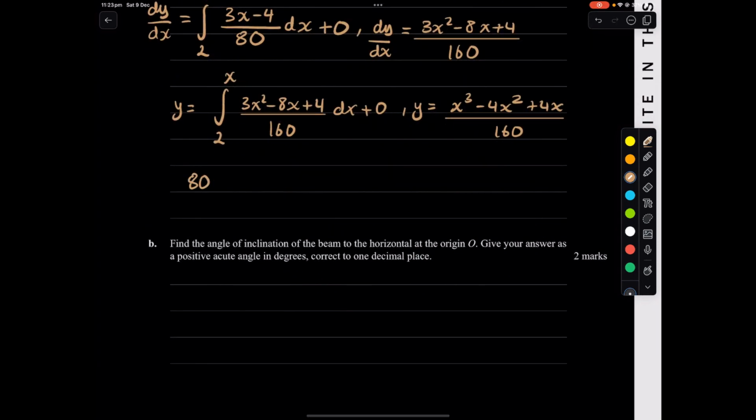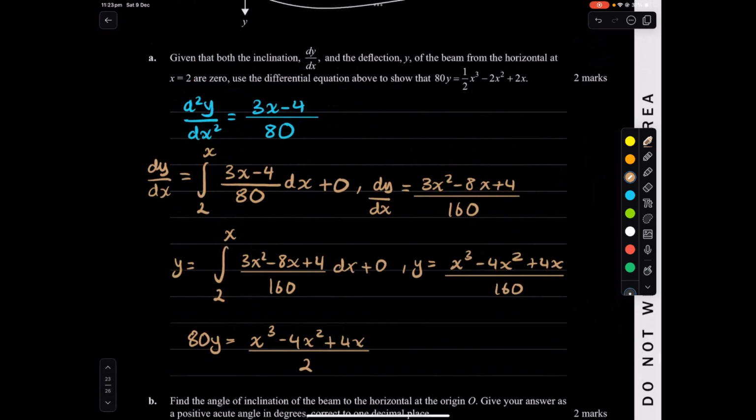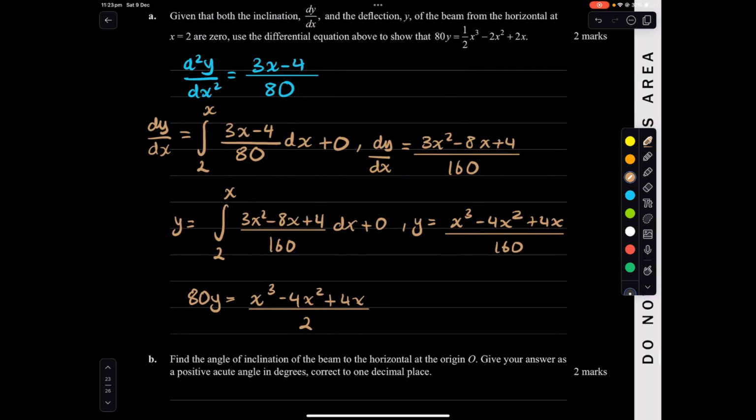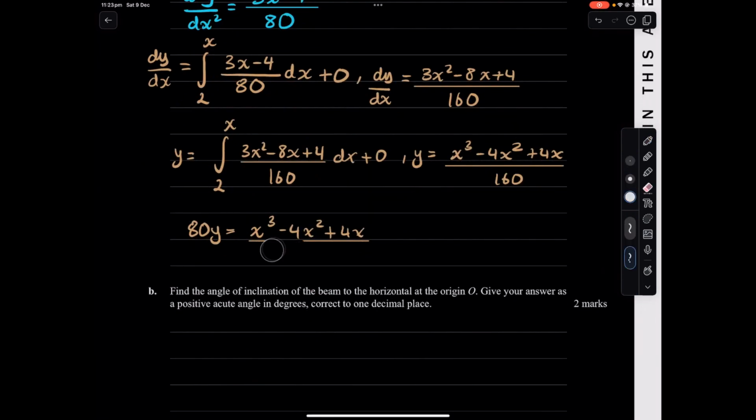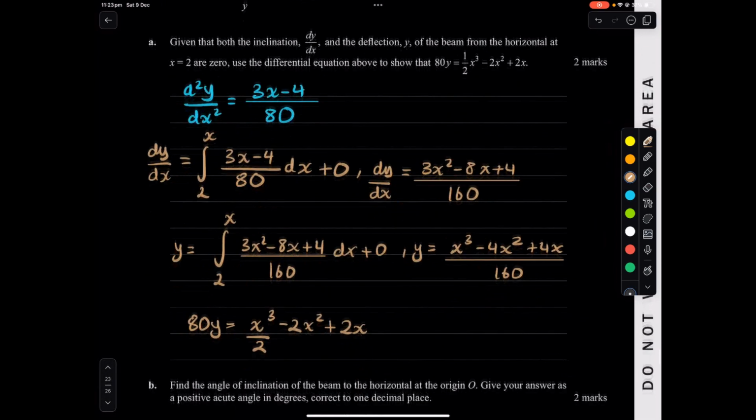So 80y, we just get x to the power 3 minus 4x squared plus 4x all divided by 2, which is the same. I mean, yeah, they've just kind of more simplified it, so let's do that too. If I divide everything here by 2, we get, that's divided by 2. These just become -2, and this one becomes plus 2x, which is the same as that. Easy.